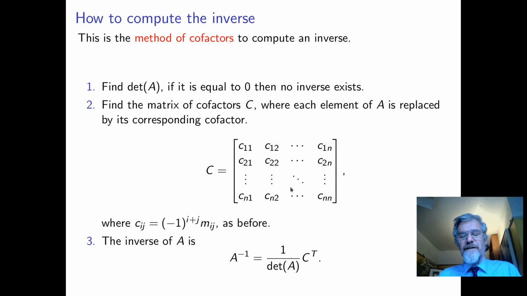Also, of course, if the determinant is 0, you don't get an inverse. And in fact, in that case, if you multiply A by C transpose, then you'll get some zeros.